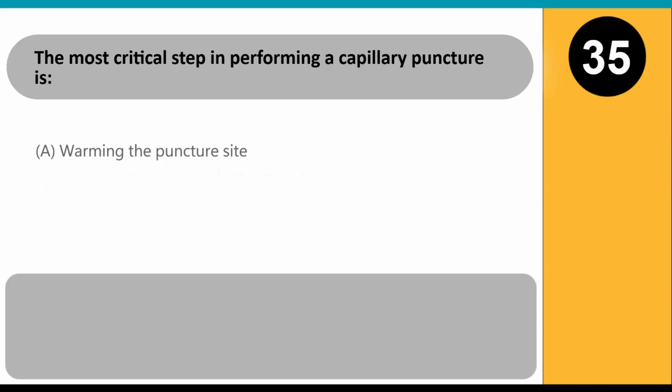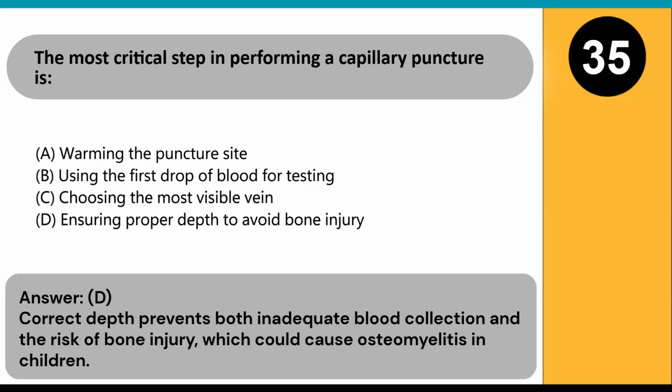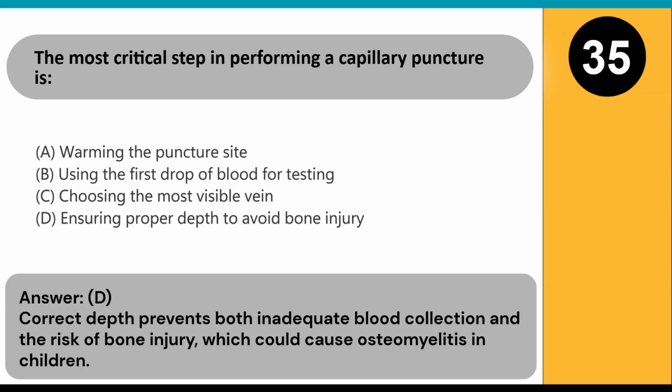The most critical step in performing a capillary puncture is: A. Warming the puncture site. B. Using the first drop of blood for testing. C. Choosing the most visible vein. D. Ensuring proper depth to avoid bone injury. Answer: D. Correct depth prevents both inadequate blood collection and the risk of bone injury, which could cause osteomyelitis in children.